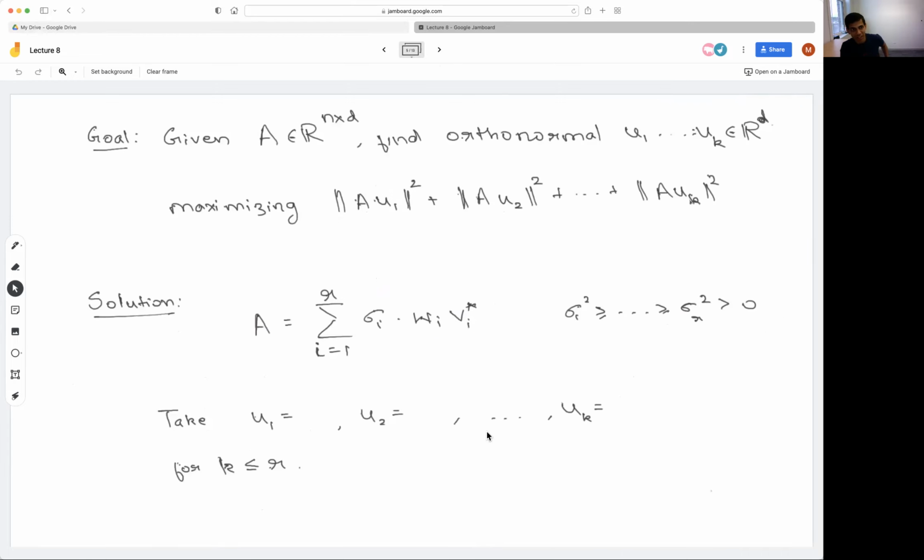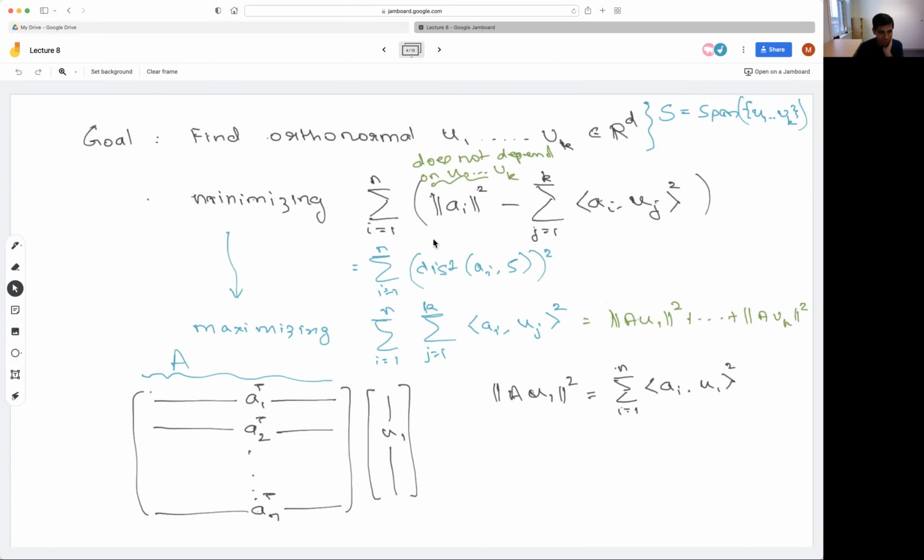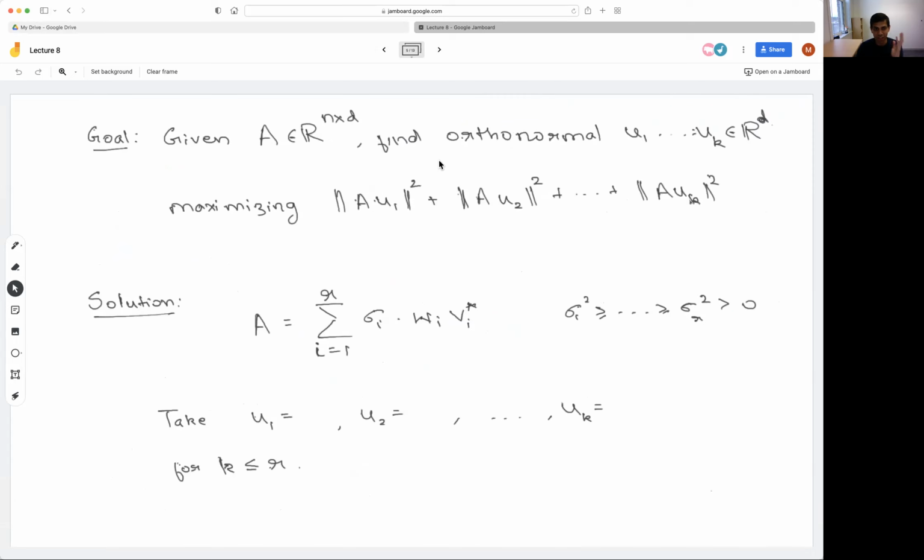Let's continue. So this is restating our current goal, which is, given a matrix. Now, recall that this matrix had n rows, and each row was the transpose of a d-dimensional vector. So I'm just going to think of an n cross d matrix, n rows, d columns. We are trying to find k orthonormal vectors u1 to uk, which will span whatever subspace we have in mind. And such that we want to maximize the norm of AU1 squared plus AU2 squared, etc. The sum of these all the way up to UK.